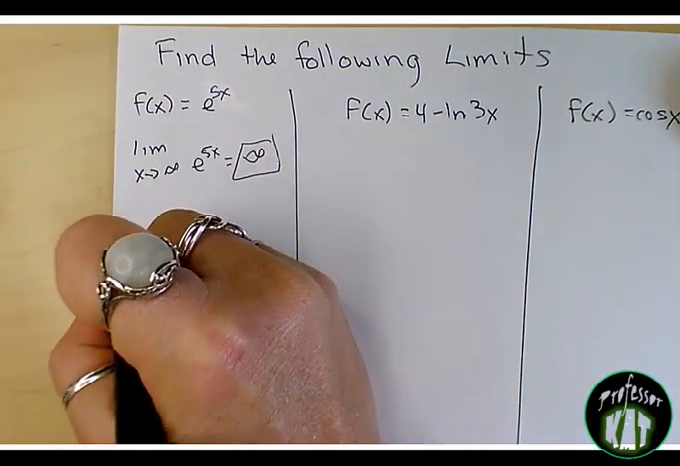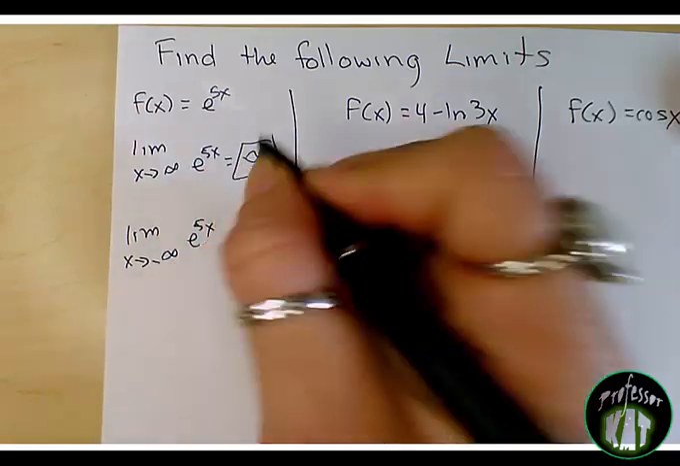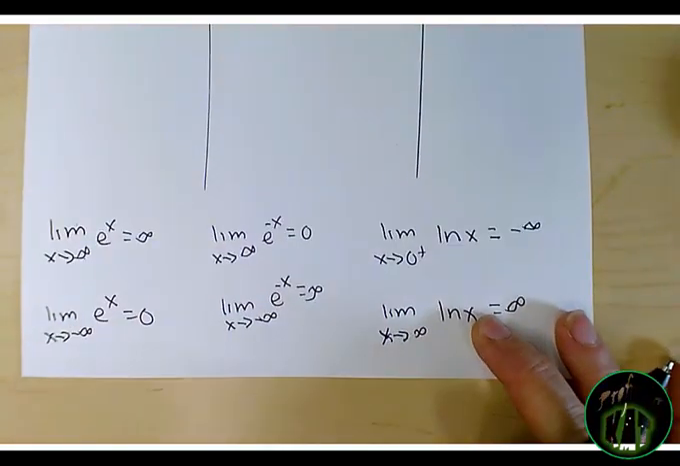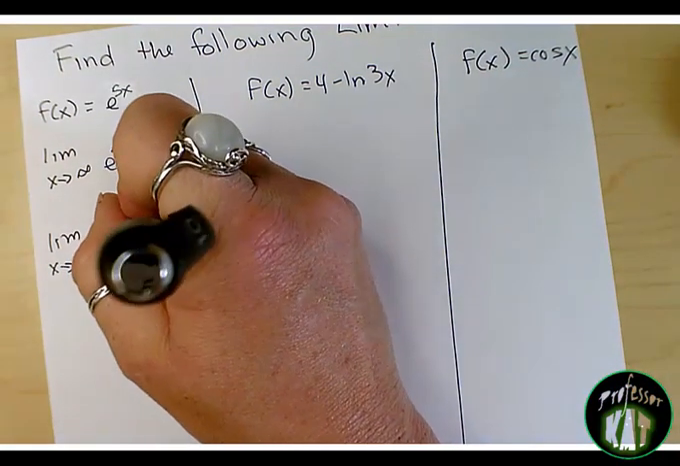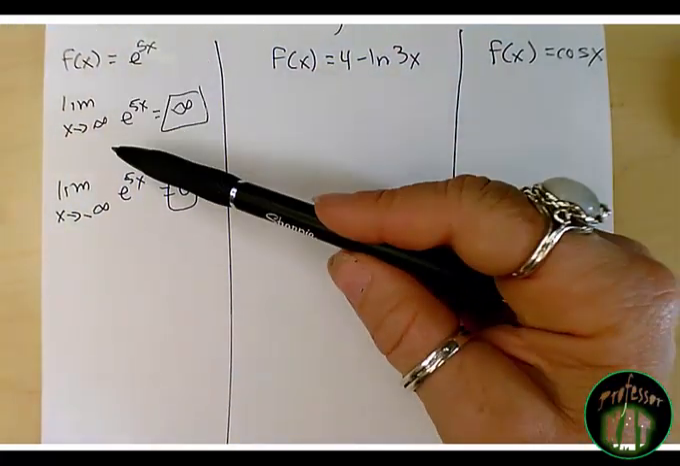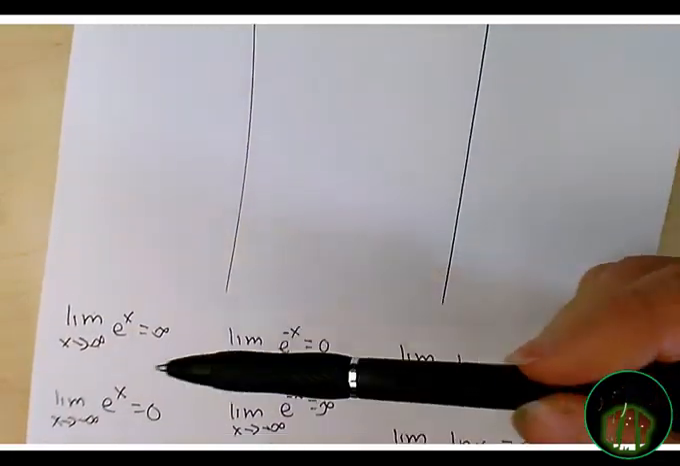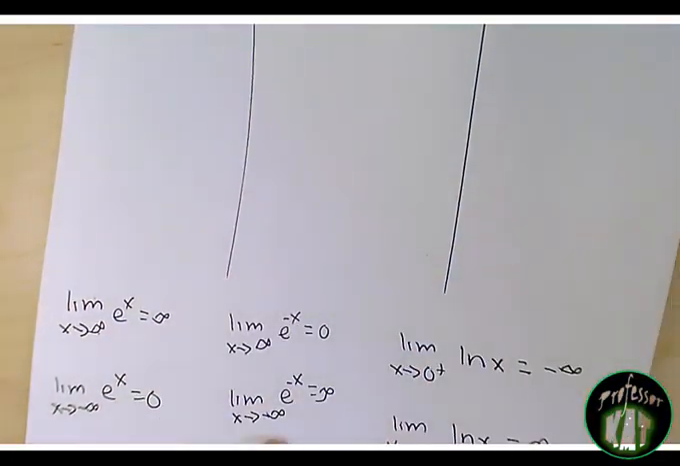Now, if we find the limit as x approaches negative infinity of e to the 5x, well, going again back down to our rules here, the limit as x approaches negative infinity of e raised to something is going to be 0. So that's just straightforward. Look at what you have here. It matches exactly up with the rule, so we can just state that answer.